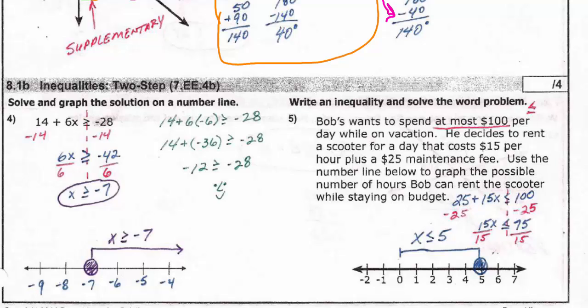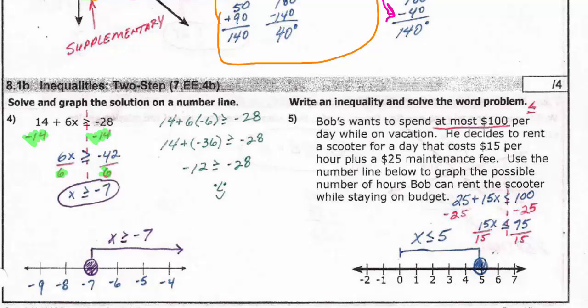This is an inequality, but it solves just like an equation. It solves just like the second part of number 1 did after we got past the distributive property. The first thing we need to do is cancel out that 14. So we subtract 14 on each side. Now we have 6x greater than or equal to negative 42. Next thing we do is we divide by 6.